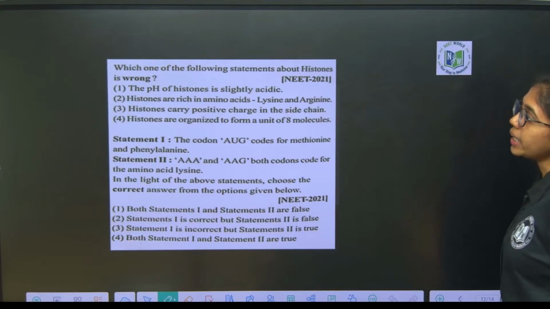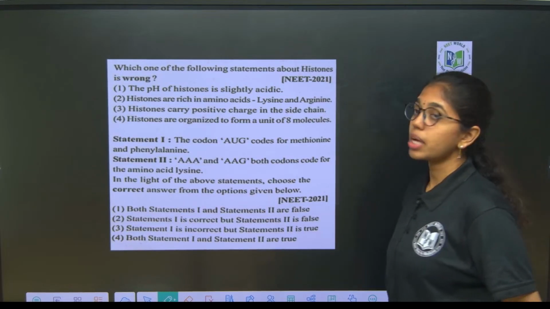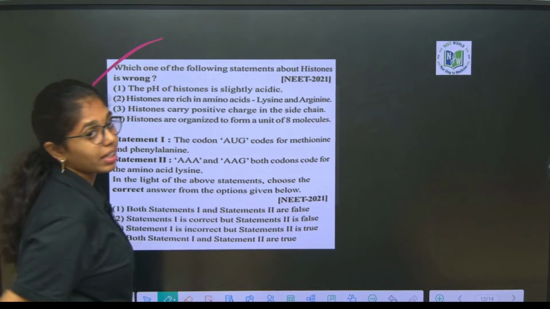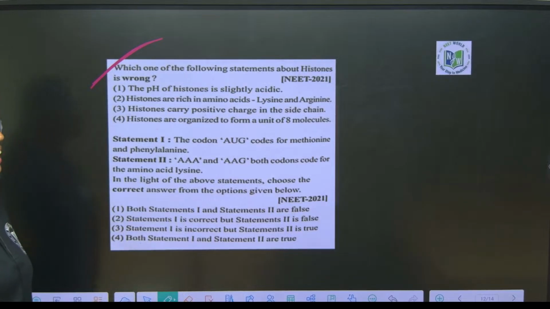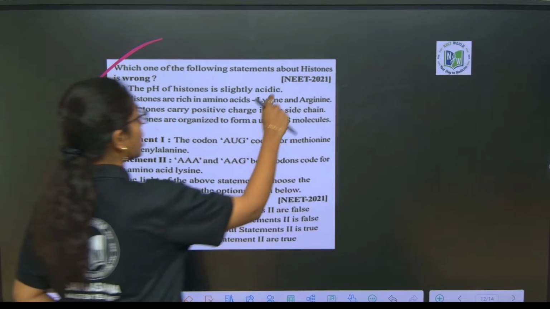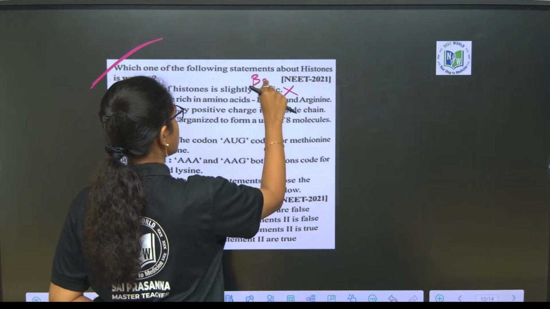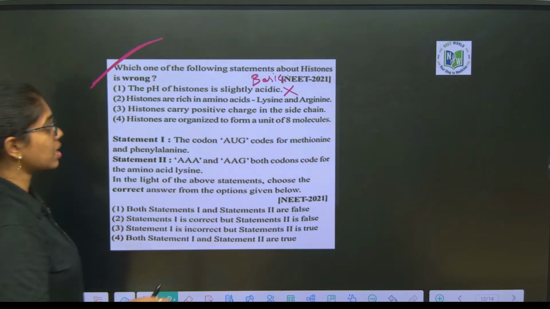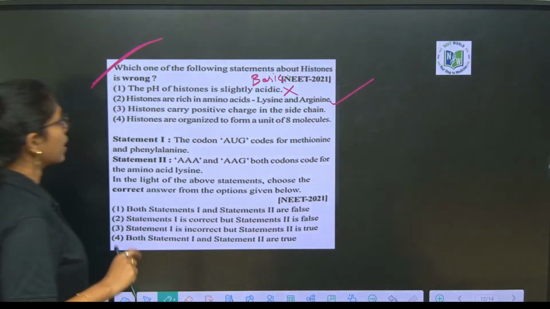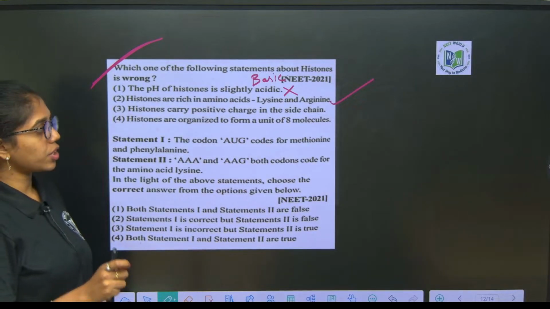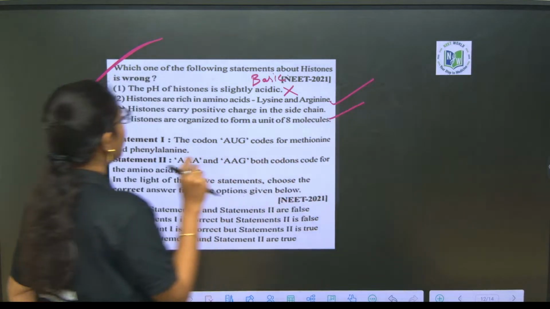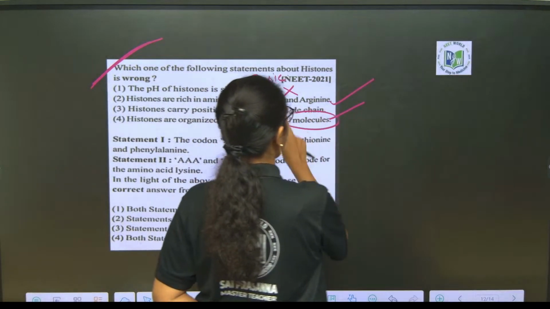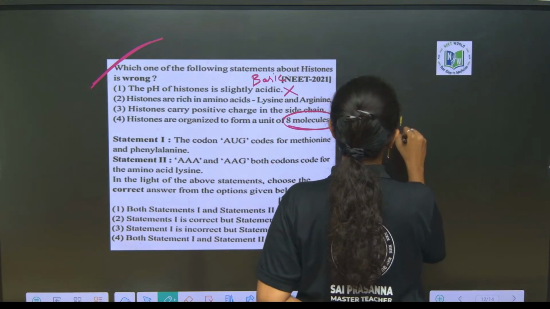Option 3 is not required, that is siRNA, silencing RNA, for the synthesis of protein. And then here you see: which of the following statements about histones is wrong? The pH of histone is slightly acidic, wrong, the pH of histone is slightly basic, not acidic. Histones are rich in amino acids like lysine and arginine. Histones carry positively charged side chains, true, and histones are organized into a unit of 8 molecules. Yes, they are a unit of 8 molecules of 4 pairs.